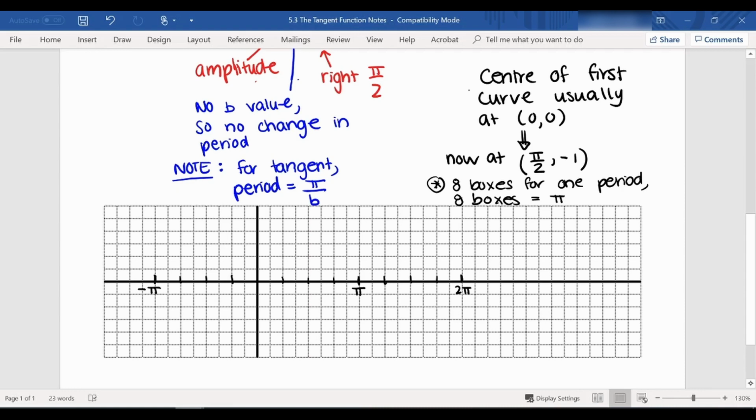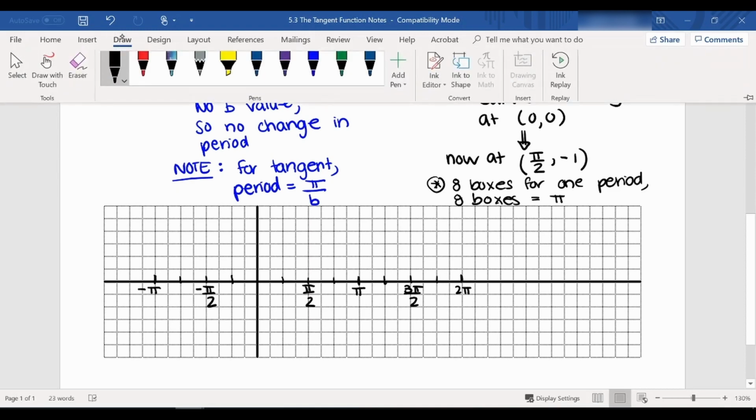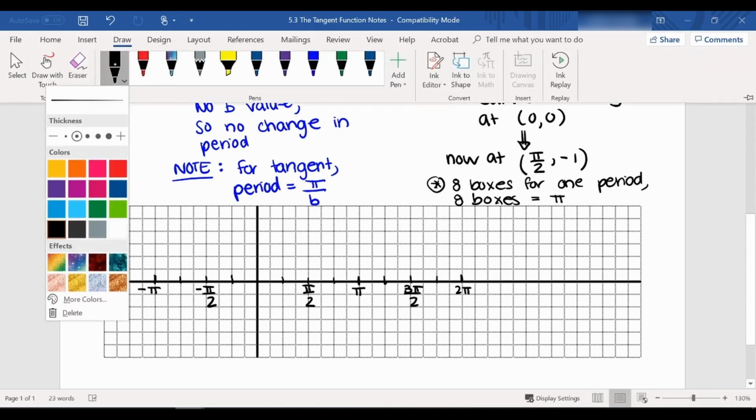Now, I also know with tangent that I have asymptotes and I have a center point. So I need more labeled than just the end points here. I'm going to put pi over 2's in the middle of all of these. Okay. So I'm going to put my center on first. Oh, sorry, I need a y value as well.